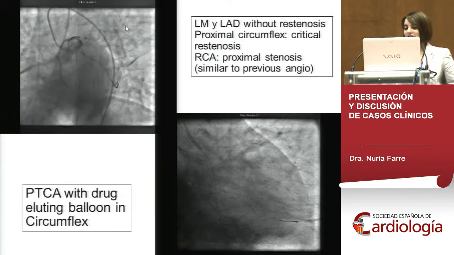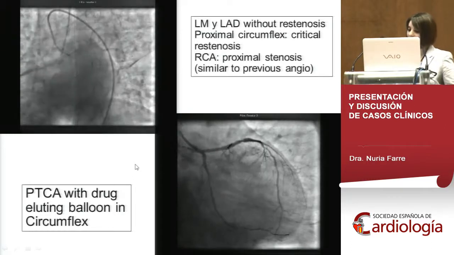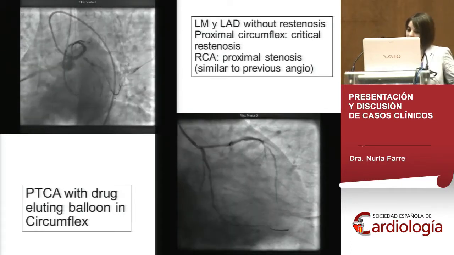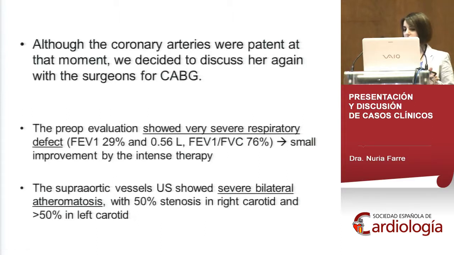So this is the angio when she came, and the final angio. Here we didn't know what else to do. You can see she was admitted in May, first admission, and then restenosis, restenosis, restenosis, restenosis. So we finally decided to discuss her again with the surgeons for CABG.